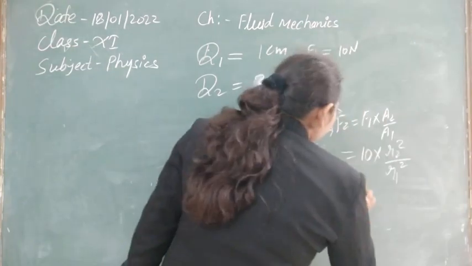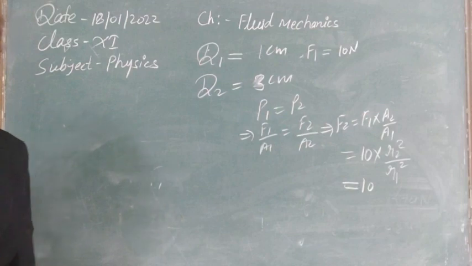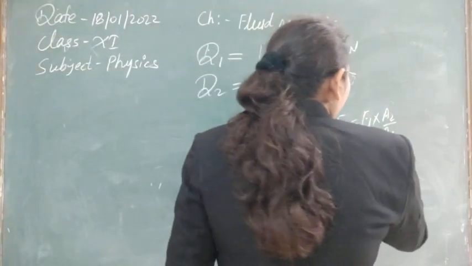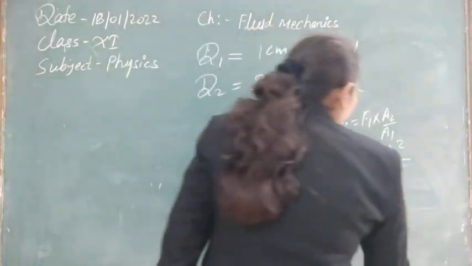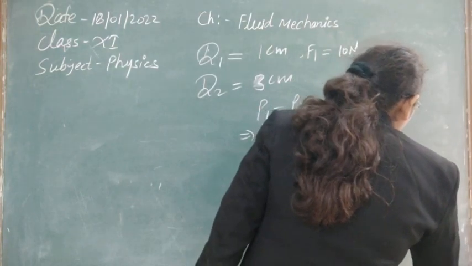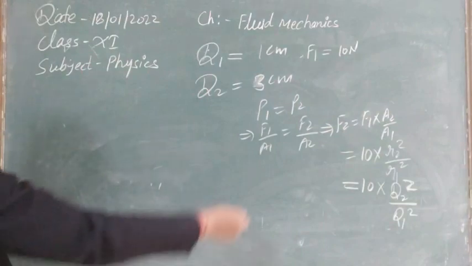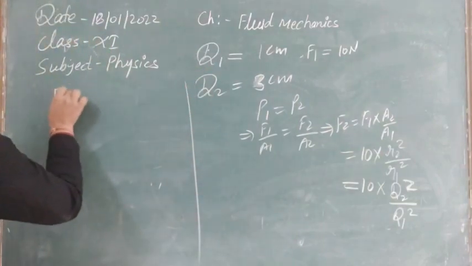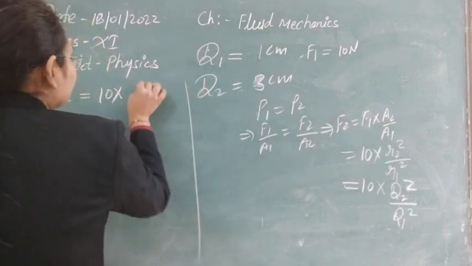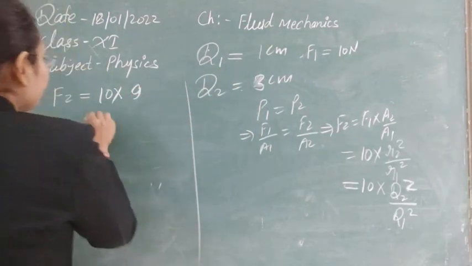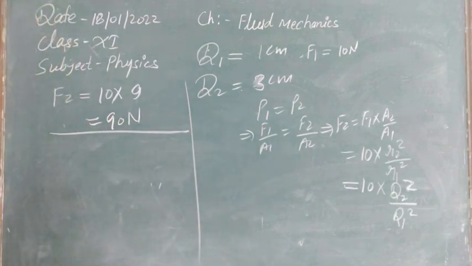Now let's put the values of R1 and R2. You can also convert it into terms of diameter: R2 is D2 by 2 and R1 is D1 by 2, and the 2s cancel. It means it can be written as D2 square upon D1 square. Now finally we can put the values and find the force F2. F2 is obtained as 10 into D2 square, that is 9, upon D1 square, that is obviously 1. So it means 90 Newton force will be applied on the second piston.